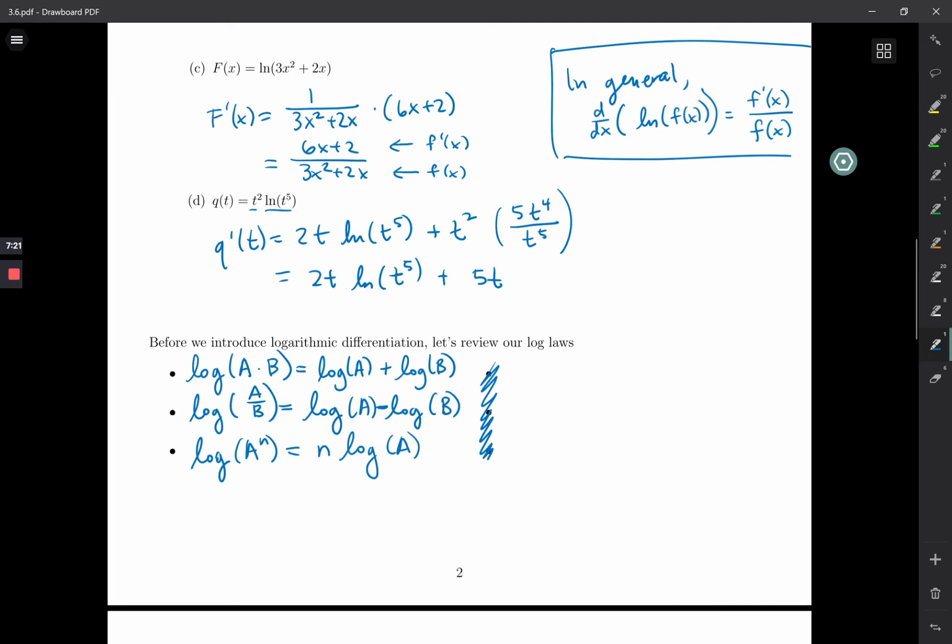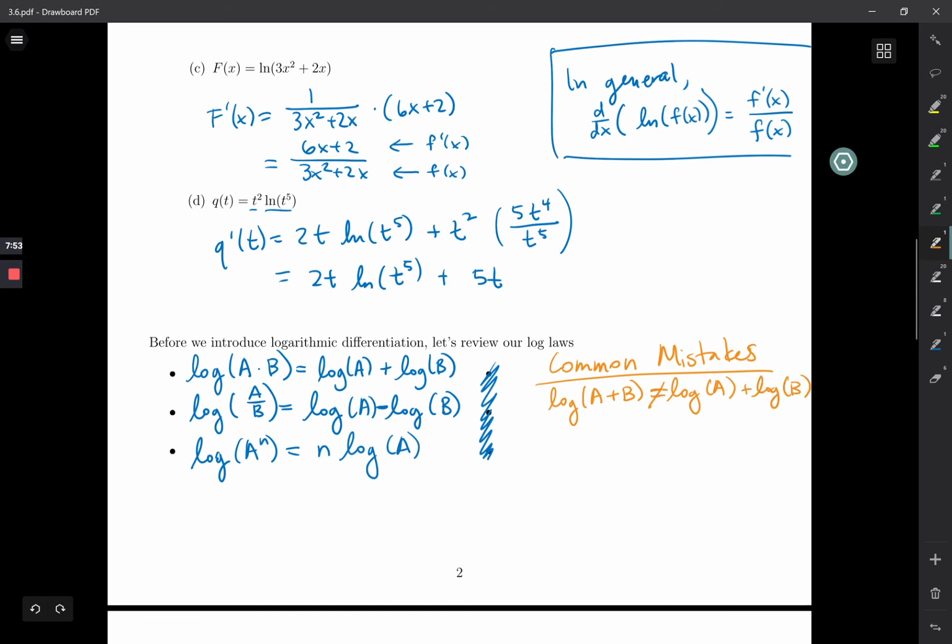Some things that I wanted to mention were some common mistakes that can be made. So maybe I'll do this in a different color so you can tell the difference. So just beware of these: you don't get log of a plus b equals log of a plus log of b.